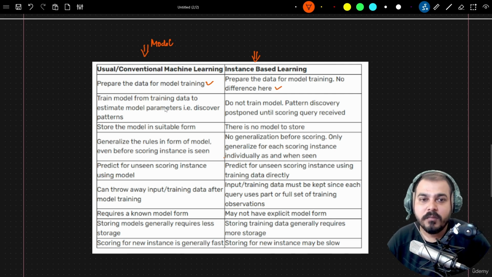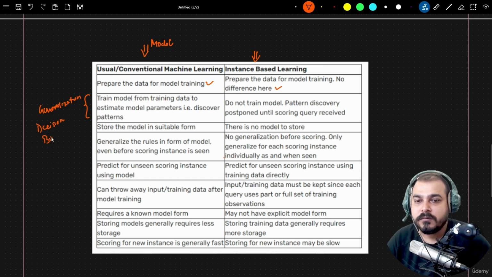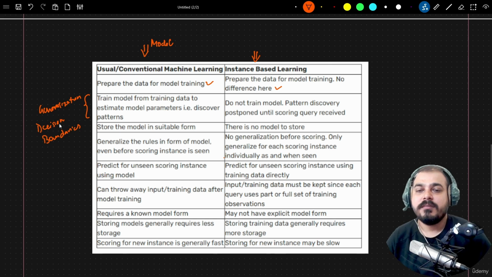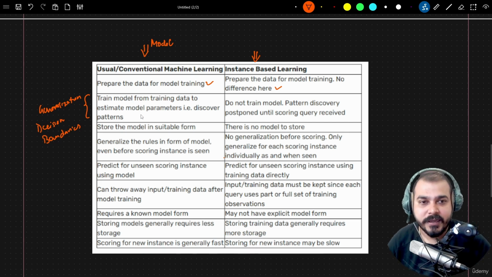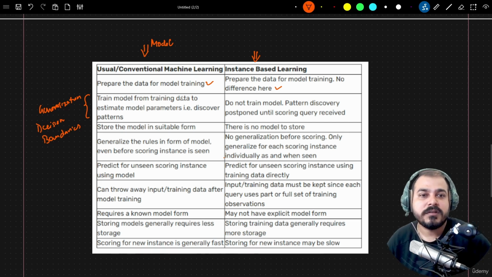Then the second point is train the model from training data to estimate the model parameters, like discover patterns. So here, as I said, you're trying to do the generalization. You're trying to learn the decision boundaries. And this is only possible when you are learning the model parameters, and from that training data it is able to identify that. This is a super important one, which is discover patterns. Here, do not train the model; pattern discovery is postponed until a query is received.